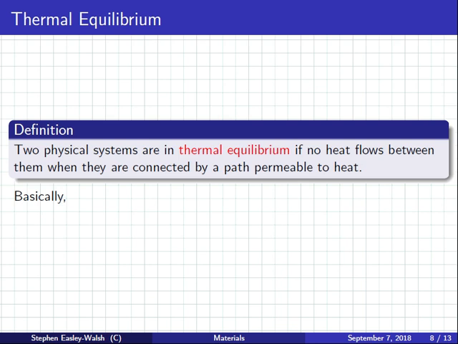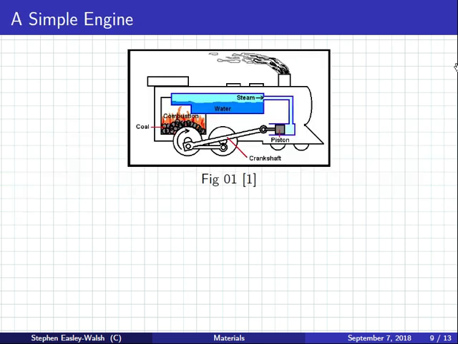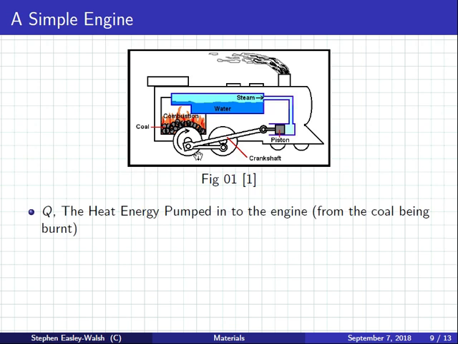Alright, continue. Basically, if two bodies are the same temperature and no heat flows, then they're in thermal equilibrium. Here's a very simple engine. Q is the heat pumped into the engine from the coal. So you see here you have lots of heat. This heat goes into the engine. That's the Q.